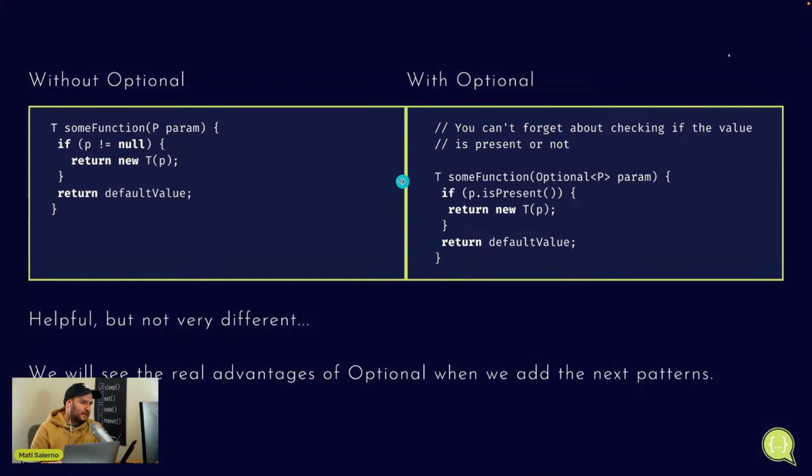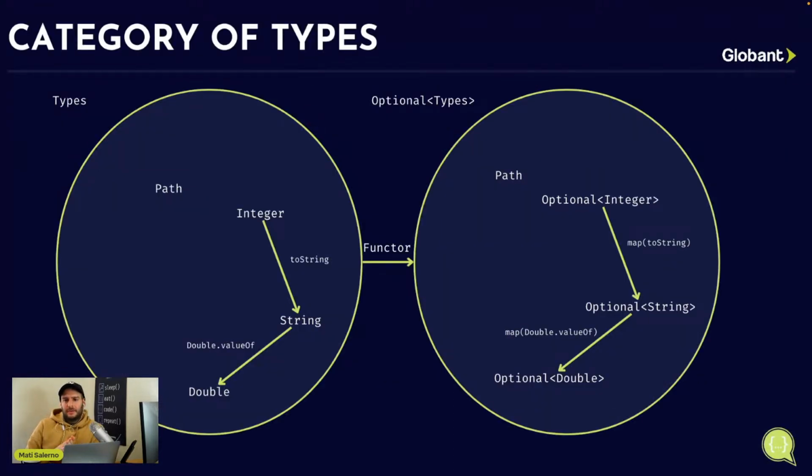But other than that, I don't see a great advantage of using optional with just this. And this is why we want to introduce some other patterns where we can see the real power of this optional. So, as I told you before, some of these terms come from a theory in math called category theory, and I'm going to be very quick with this and just go to what we care about. Basically, category theory studies how things are connected and how you can compose things.